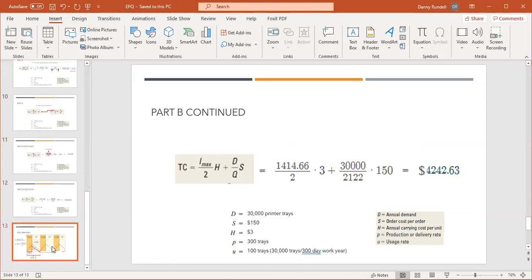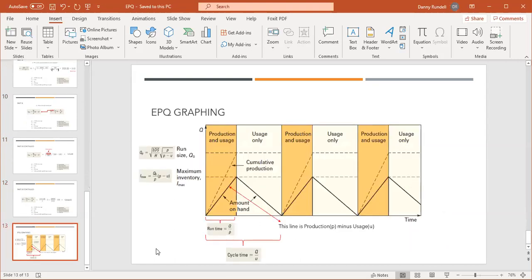All right, so graphing EPQ can be a little bit overwhelming. So I'm going to explain some of why this graph looks the way it does, okay? I would definitely suggest that you have this example on your cheat sheet because it's a bit more complicated than some of the other graphs. The way this is broken down, these columns of color, this orange color shows when you're producing and using the items at the same time. This beige section is when you're using them only. So you've reached a point where you have enough and you're just using them now.